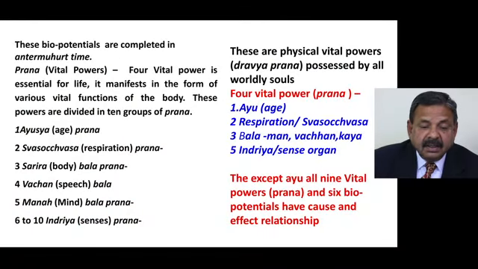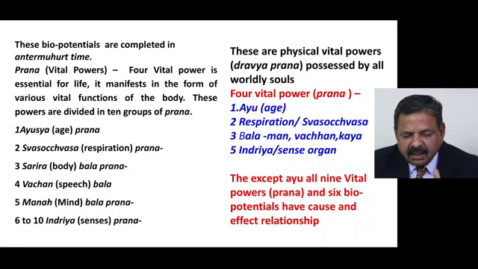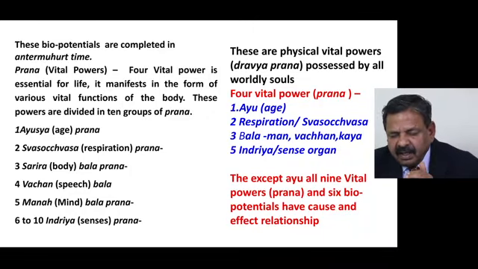Now you see that these biopotentials are completed in antarmuhurta. Whenever the migratory soul takes rebirth and enters the zygote, all the six paryaptis will be completed in the antarmuhurta time. Antarmuhurta means one samay less than 48 minutes. According to Jain philosophy, the antarmuhurta comes under 48 minutes. So all six biopotentials are completed within 48 minutes.